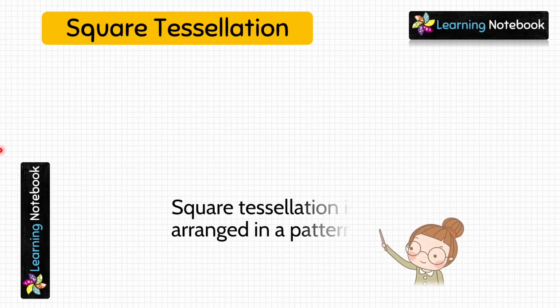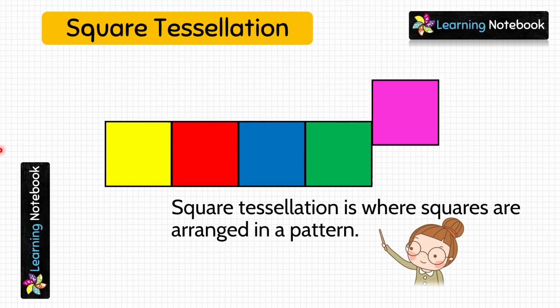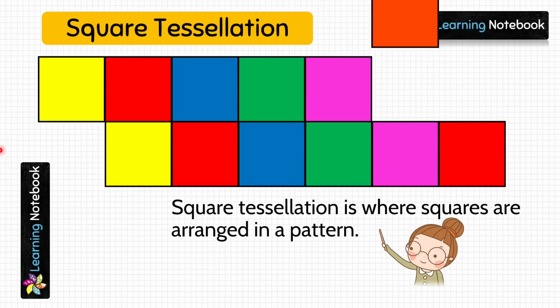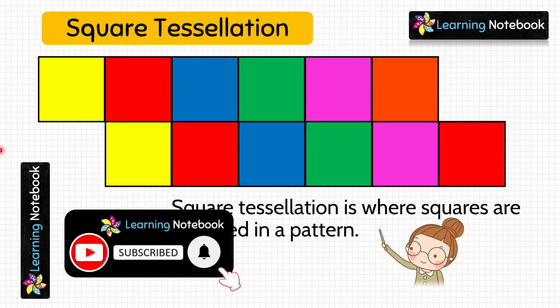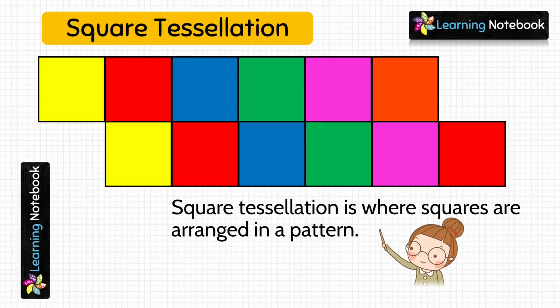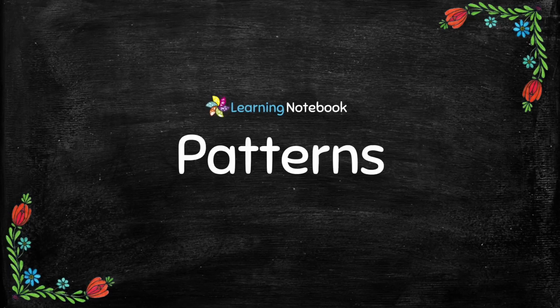And last is square tessellation. Square tessellation is where squares are arranged in a pattern, like here. Squares are arranged in a pattern. So this is a square tessellation. So this was all about tessellation.